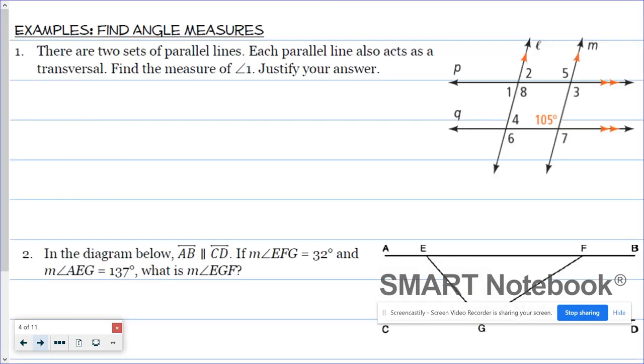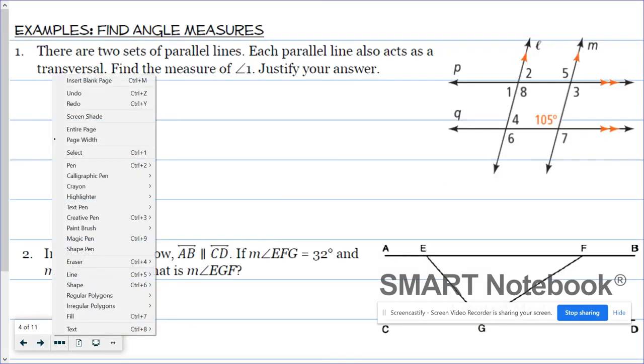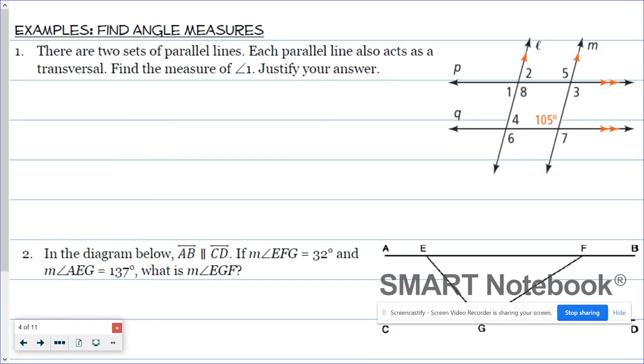So let's use these postulates and theorems to actually find some angle measures. In number 1 here, there are 2 sets of parallel lines. So I know line L and line M are parallel to each other, and P and Q are parallel to each other. We want to find the measure of angle 1. You'll notice that we are given that this angle right here is 105 degrees. So how can we use that angle to find the measure of angle 1?